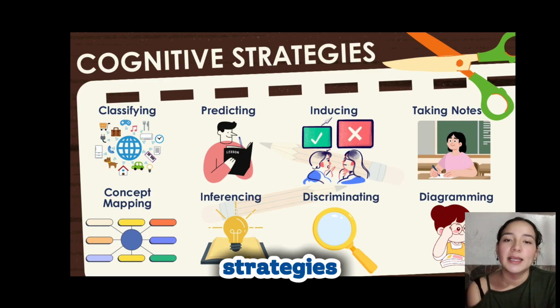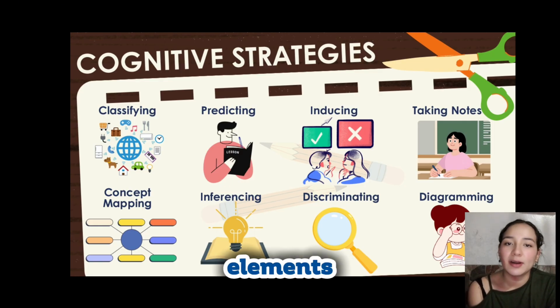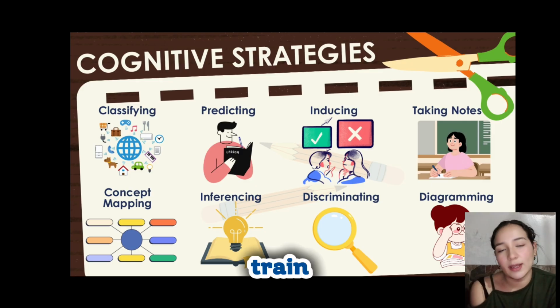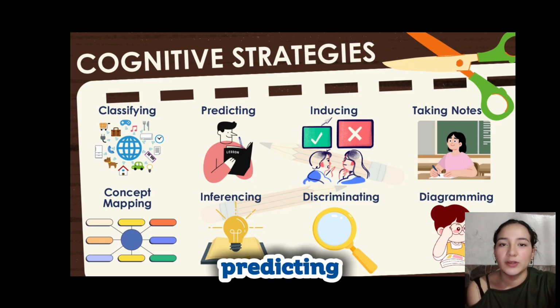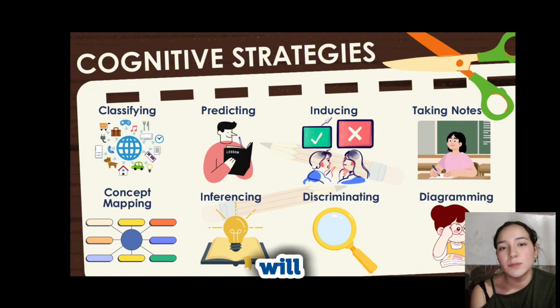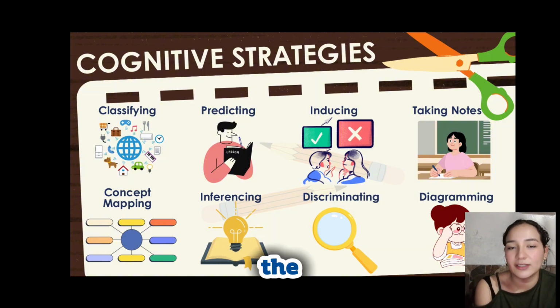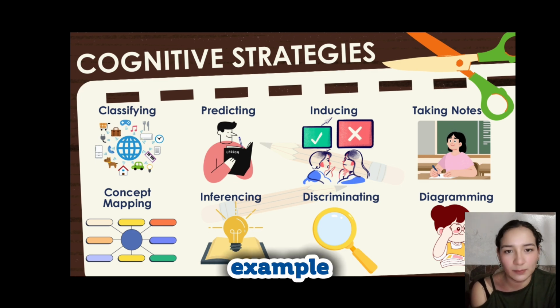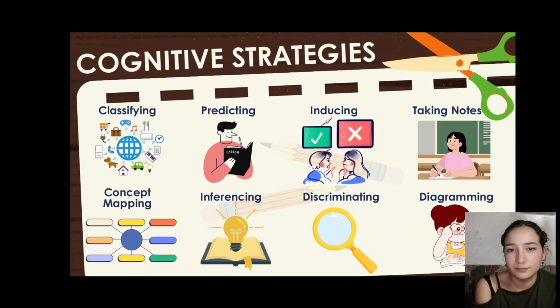Cognitive strategies. Classifying groups similar elements according to their shared characteristics. For example, we can classify words like transportation: car, bus, train. Predicting. Anticipate what will be learned based on the context, such as the title and objectives. For example, we can see just the title and guess what it will be about.